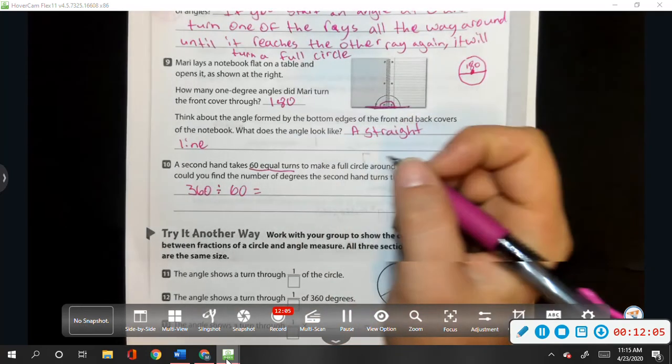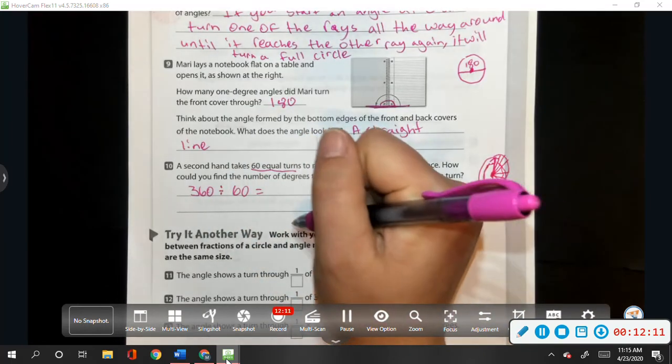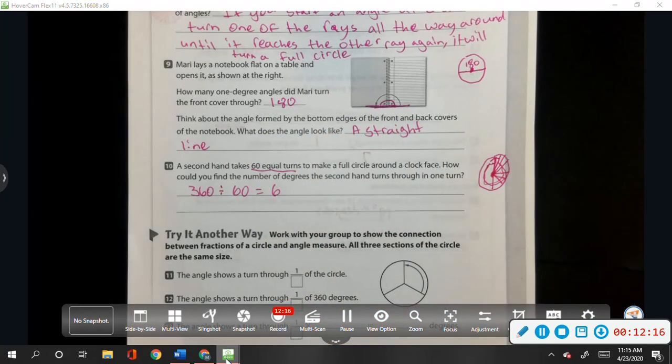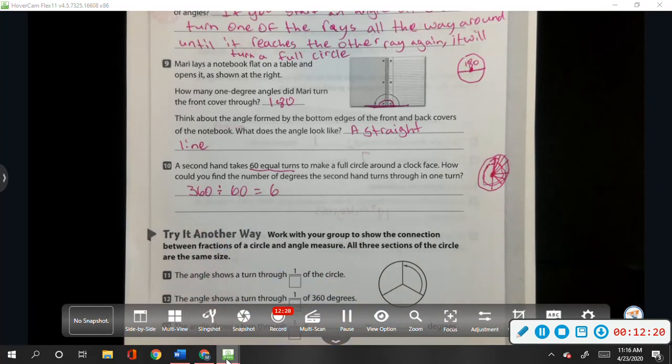360 divided by 60. Well, 6 times 6 is 36. If I add a 0 to that over here, it'd be 60. So 360 divided by 60 is 6, because 6 times 6 is 36 with a 0.